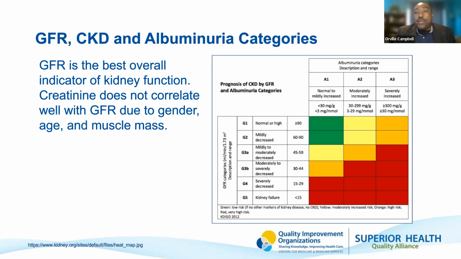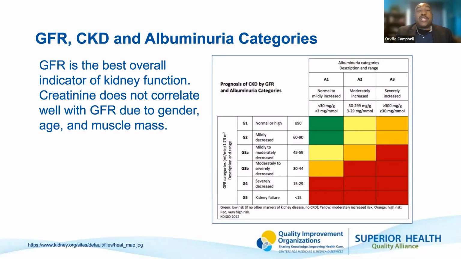And to the right of the diagram, if you have accompanying albuminuria or proteinuria, it gives you the severity from normal to mildly increased, moderately increased in the middle column, and severely increased. So you can see when you're in the red zone, we have serious problems here. If you're not on dialysis and you're in that G4 A3 category, more than likely you're not going to recover kidney function.